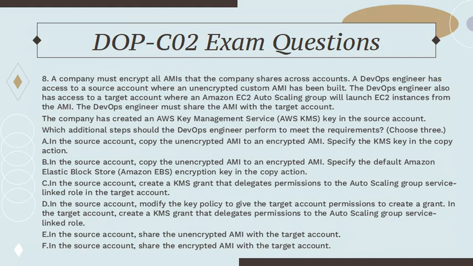C. In the source account, create a KMS grant that delegates permissions to the Auto Scaling group service-linked role in the target account. D. In the source account, modify the key policy to give the target account permissions to create a grant. In the target account, create a KMS grant that delegates permissions to the Auto Scaling group service-linked role. E. In the source account, share the unencrypted AMI with the target account. F. In the source account, share the encrypted AMI with the target account.